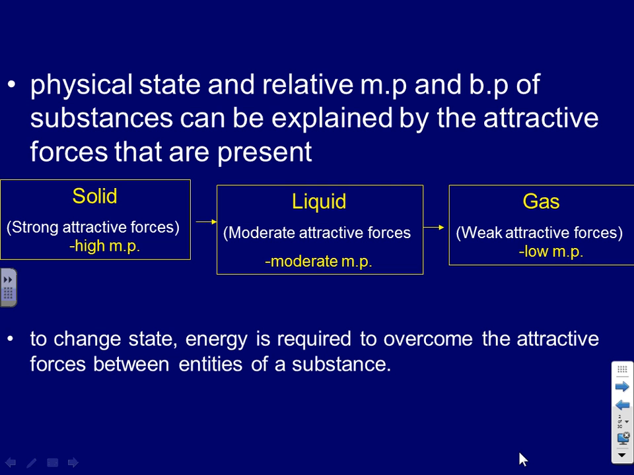Very strong attractive forces between particles, they tend to be solids, high melting points. Moderate attractive forces, liquids. And weak attractive forces, they're not attracted to each other hardly, and therefore those particles can move freely. They're gases. So what we want to look at today are those forces between the entities.